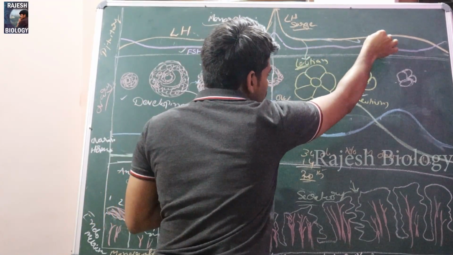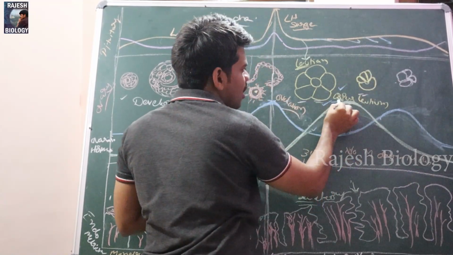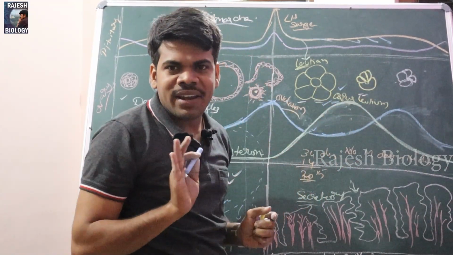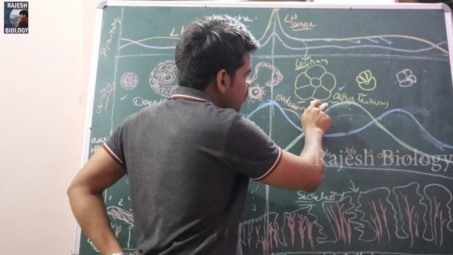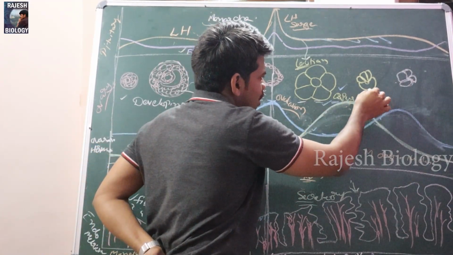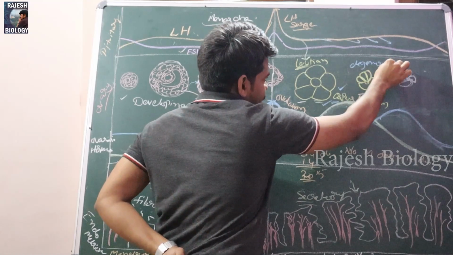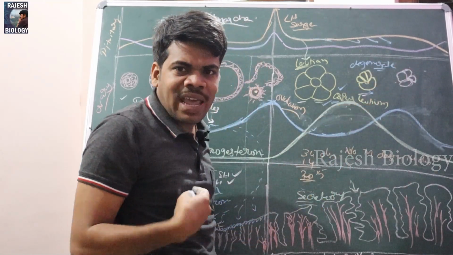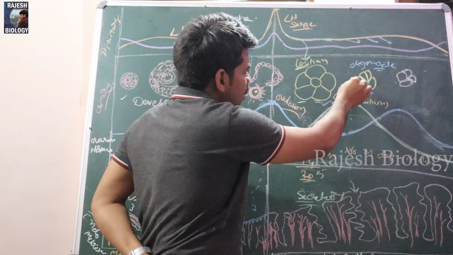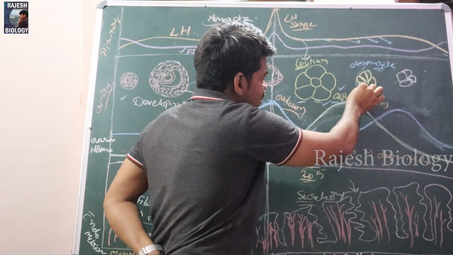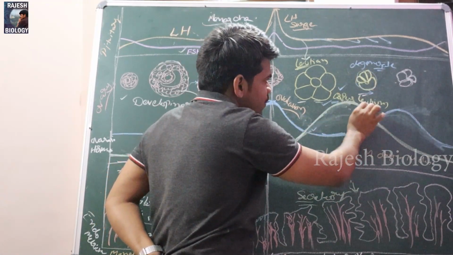If LH hormone declines gradually, corpus luteum health is not maintained. If corpus luteum health is not maintained, it is going to degenerate. Gradually it becomes what? Degenerate. It takes 14 days time to degenerate. Okay. After 14 days, this is going to degenerate.